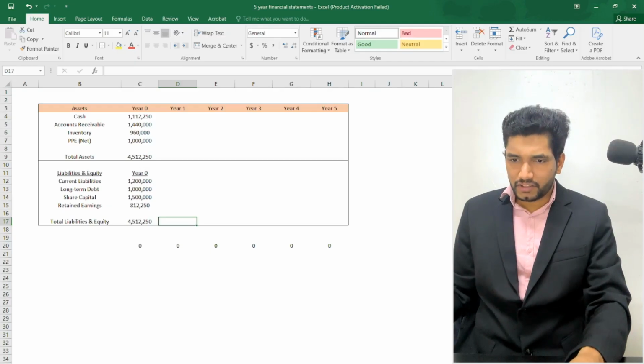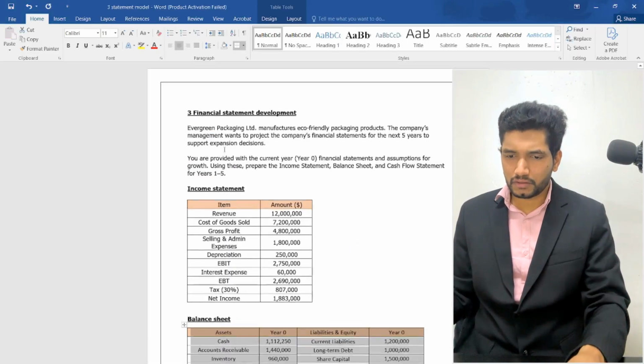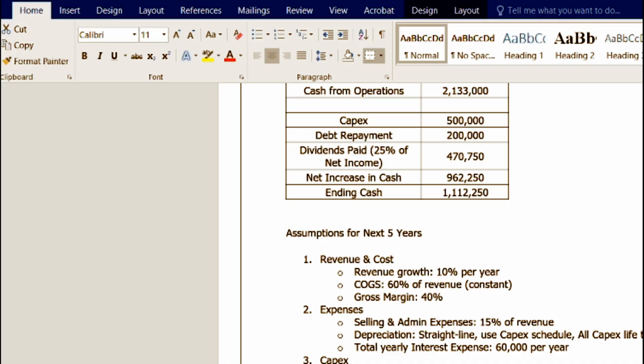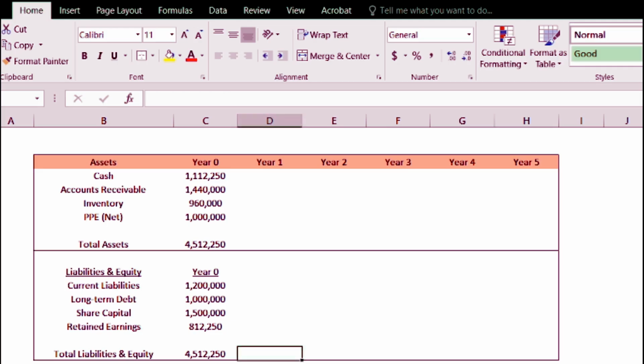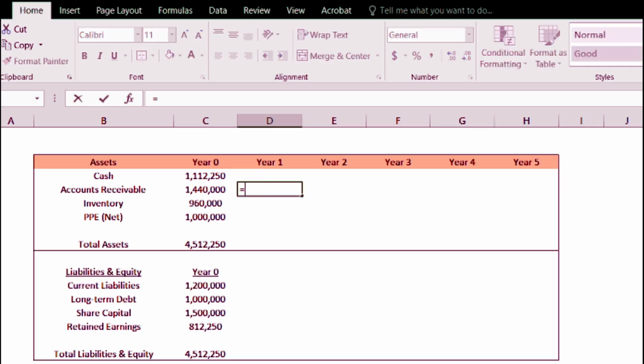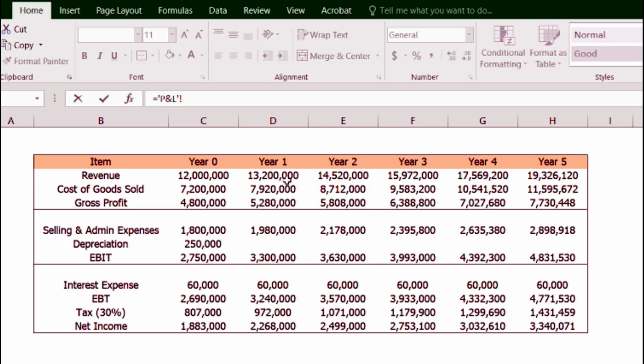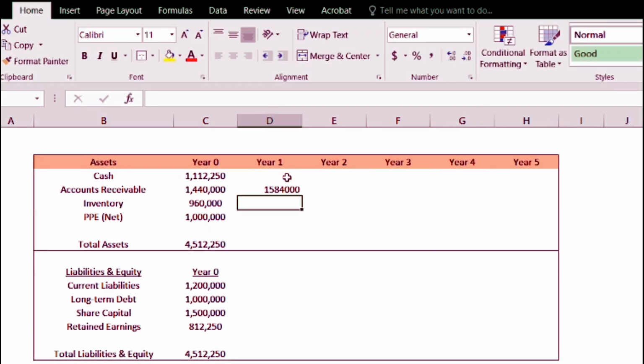So now let's come to the balance sheet assumptions. The first assumption is on the account receivable, 12% of revenue. So let's come to account receivable, it is 12% of revenue. So I am putting the equal sign here and coming to my income statement and into the 12% sheet. So I'm just tracking this up to year 5.